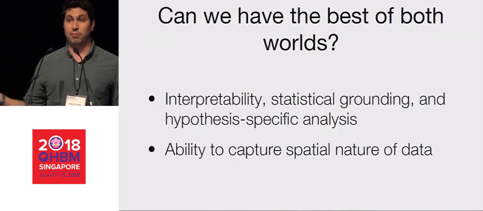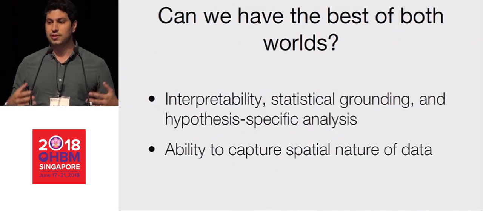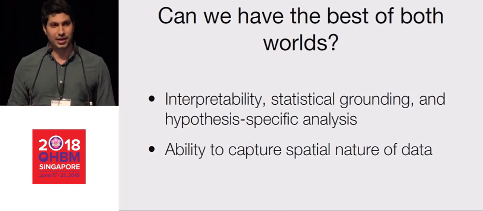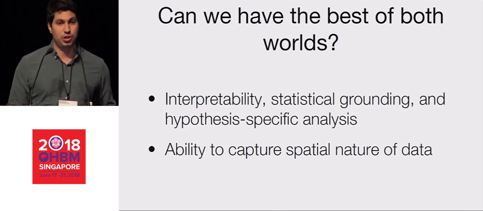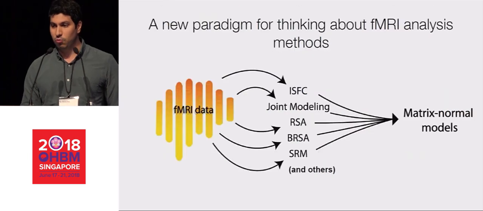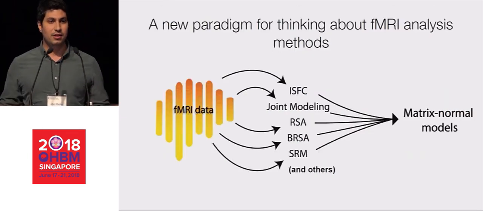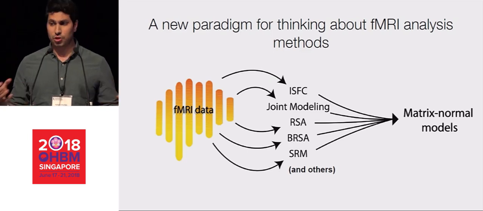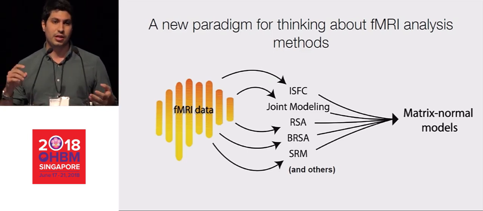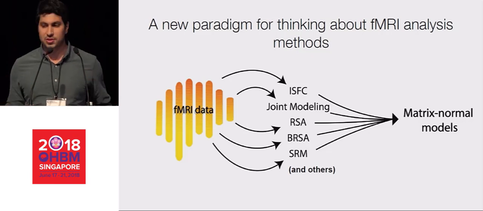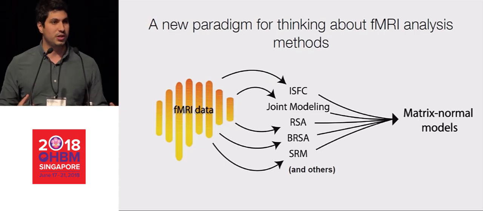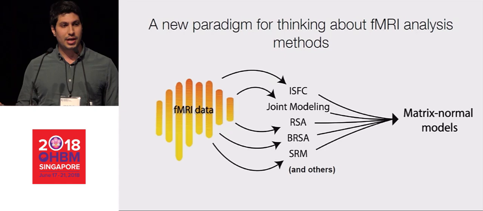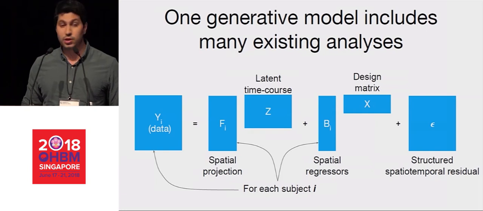So can we have the best of both worlds? Can we have the interpretability, the statistical grounding, and the hypothesis-specific analysis that we'd like, with the ability to do what MVPA can do, which is to really utilize the spatial information? And so what we've been working on is a way to take a lot of these analyses that people have been using, so ISFC, joint modeling, RSA, BRSA, shared response modeling, and put them under the umbrella that would let us do both of these things as well as we can. And it turns out that the umbrella that we're going to use is what's called matrix normal models. So how does this work?